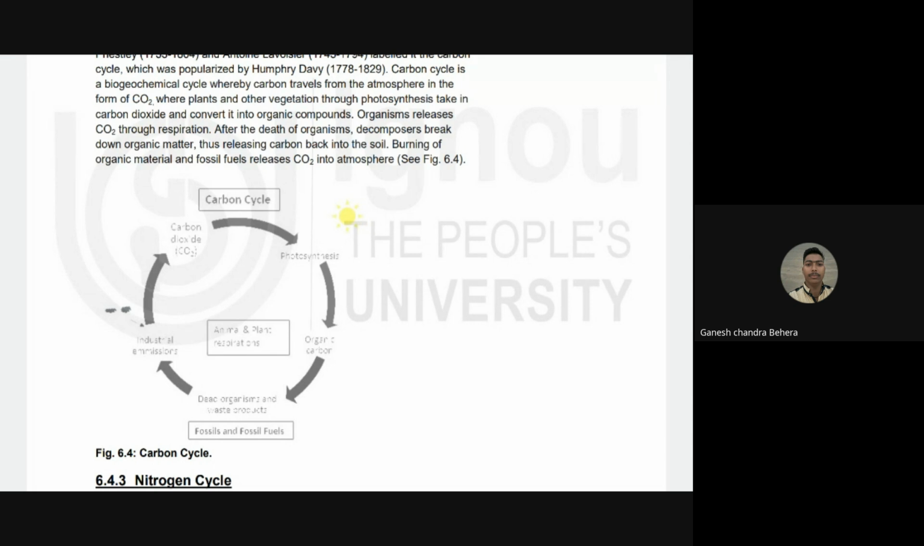The fossil fuels are nothing but the carbons. Now when different industries use these fossil fuels, the combustion of fossil fuels basically releases carbon dioxide into the atmosphere. So the carbon is released back to the atmosphere, and it follows a cyclic pattern. In this way, the ecosystems govern this kind of biogeochemical cycle.